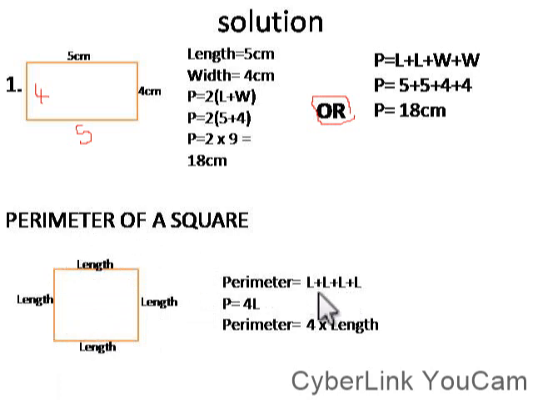I can narrow it down by saying, how many lengths do we have here? 4 lengths. So 4L. That is the standard formula for calculating the perimeter of a square. So the perimeter of a square is equal to 4 times length, just like I have it here. Alright, so let's take some examples.